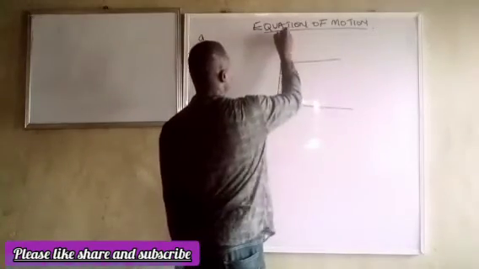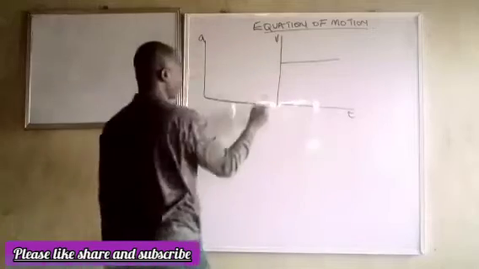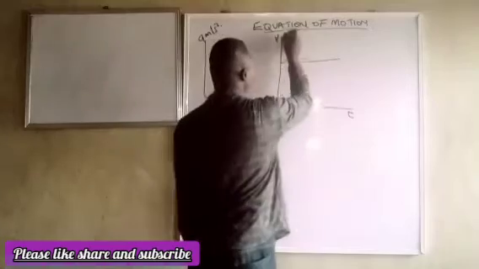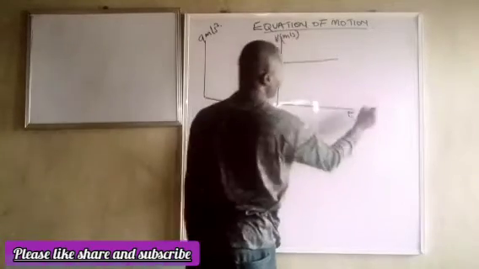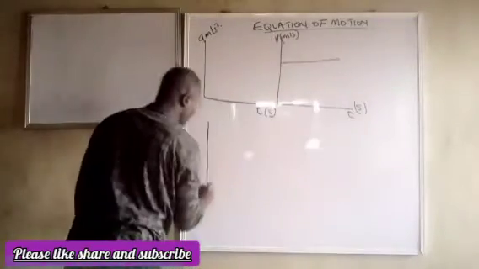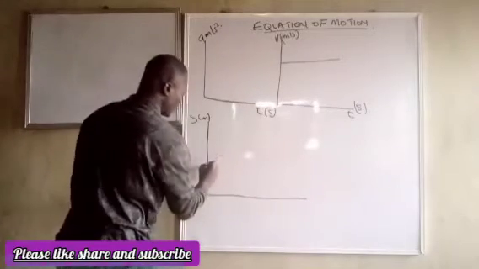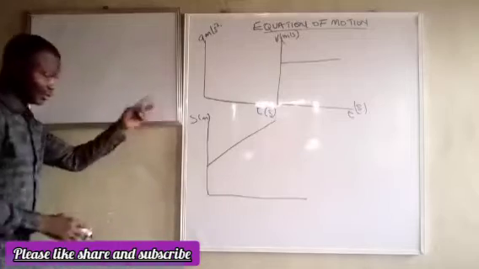V against time: this axis is in seconds, this one is in meters per second squared, this one is in meters per second, and this one is in seconds. So the distance time graph, S in meters, will look like this, straight. You can see it will be straight.